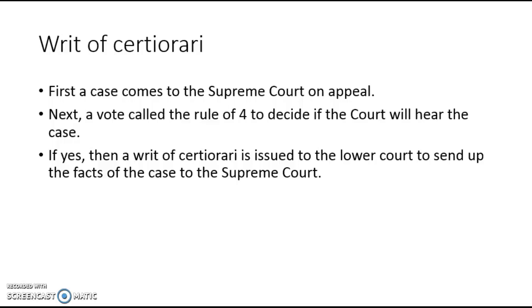Now, how does this work? What is a writ of certiorari? First, a case comes to the Supreme Court on appeal. Remember, the majority of cases go to the Supreme Court on appeal. Next, after it's been screened by clerks in the Supreme Court as being a possible contender to be heard, and many are filtered out at this stage, once they have a stack for the justices to discuss, the justices discuss the cases and then vote.